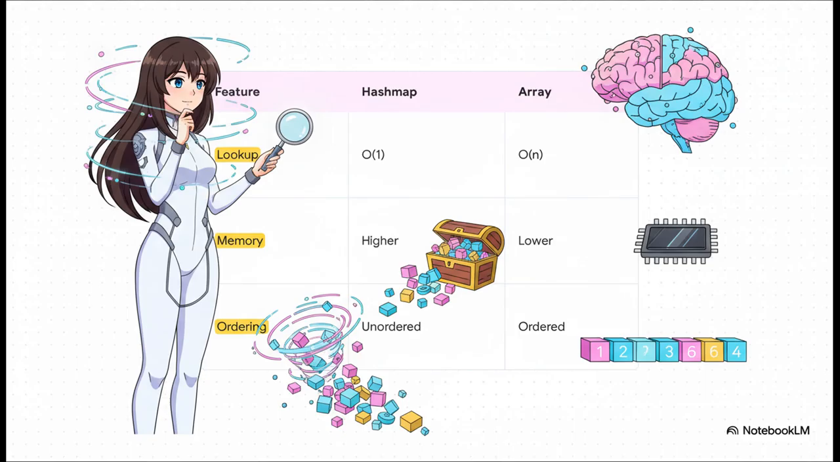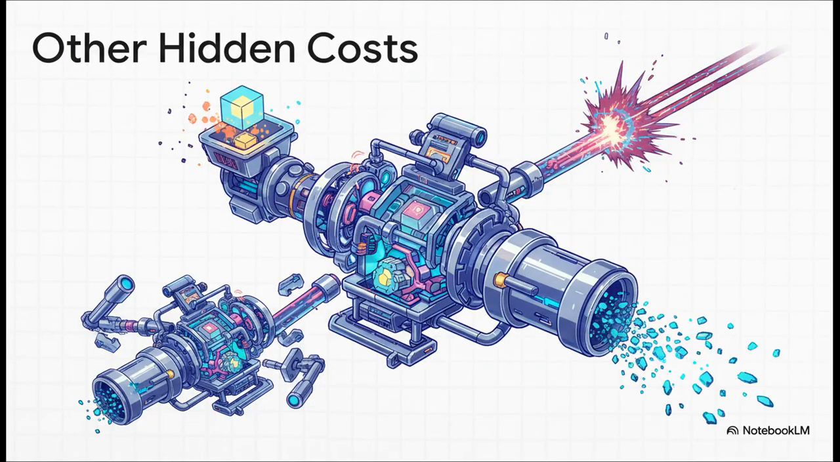You get that awesome O(1) lookup speed with a hash map, but look at the trade-offs. It usually takes up more memory, and a really big one, hash maps generally don't care about the order you put things in. An array, on the other hand, keeps everything in the exact order you gave it. And it doesn't stop there. There's a lot going on under the hood.